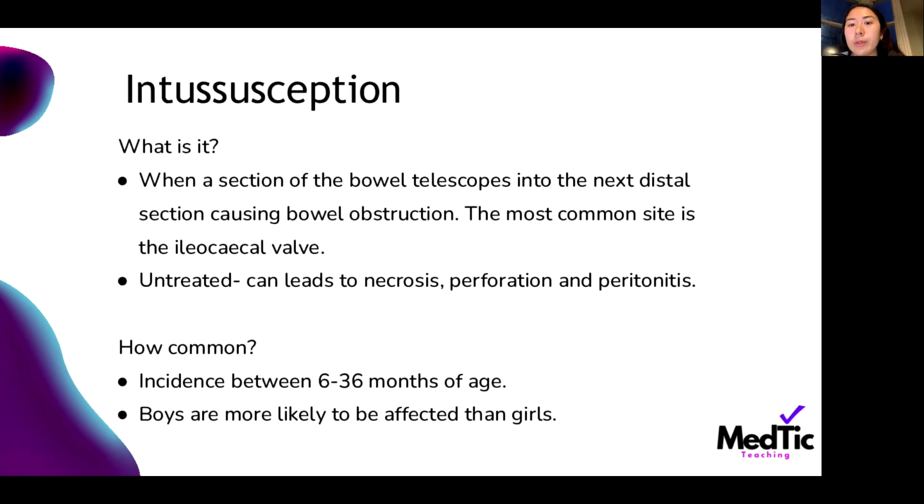This is another very important condition to know about. I feel like it's quite a difficult one to visualize without actually seeing a picture, but it's basically when a section of the bowel telescopes into the next distal section, causing obstruction. Because the small bowel is less wide than the large bowel, the most common point for this to happen is at the ileocecal valve. If untreated, this can lead to quite serious complications, as you can see. Most importantly, it happens between the ages of 6 to 36 months, although peak incidence is probably more like 7 to 9 months. And again, boys are more likely to be affected than girls.